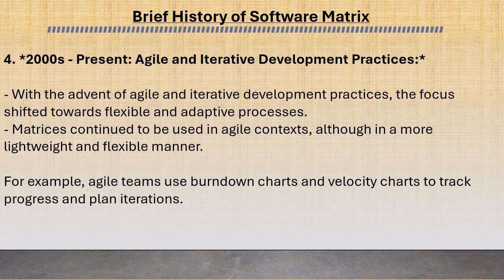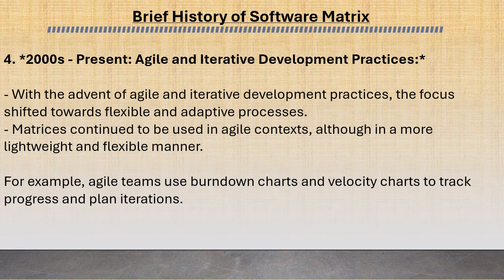2000s and present. Agile and iterative development practices. With the advent of agile and iterative development practices, the focus shifted towards flexible and adaptive processes. Matrices continued to be used in agile contexts, although in a more lightweight and flexible manner. For example, agile teams use burn down charts and velocity charts to track progress and plan iterations.